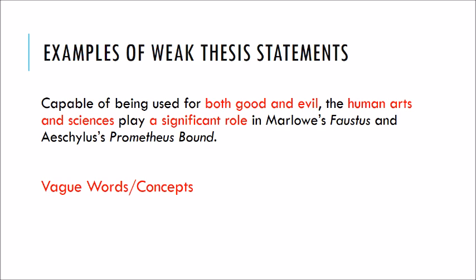But even then, even if we get rid of that danger word, the broad topics being dealt with here can fill multiple books. First of all, capable of being used for both good and evil. Well, both good and evil, we might as well write capable of being used for everything ever. That's as broad as it gets. Also, the human arts and sciences. So pretty much you're saying all of human knowledge ever is important in these books. Again, this is about as vague as it gets.